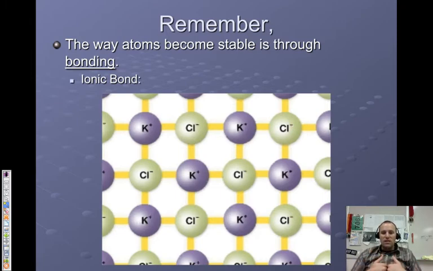And so that's what gives ionic compounds their strength and why they are brittle. They break very easily, and that's also why they don't melt very easily. You have to heat salts up to thousands of degrees Celsius before they'll begin to melt.